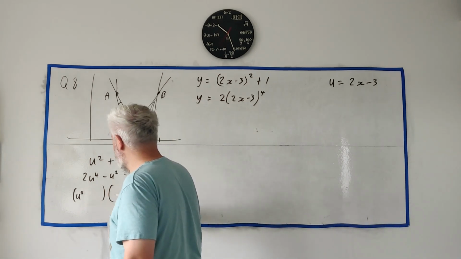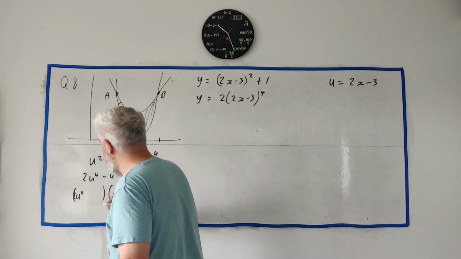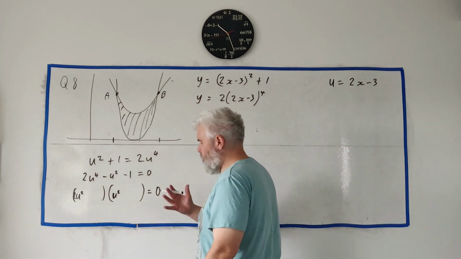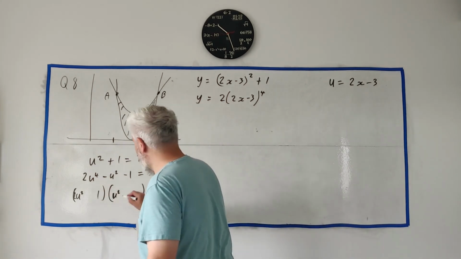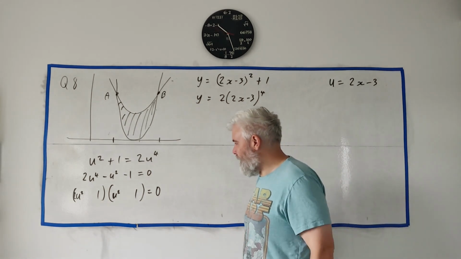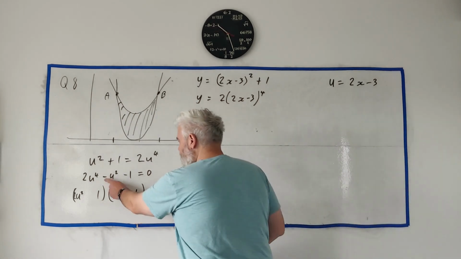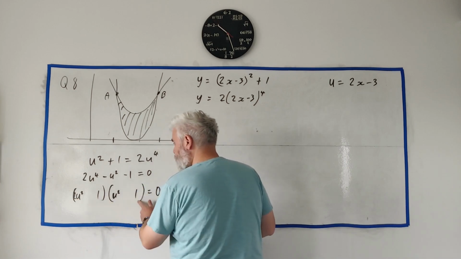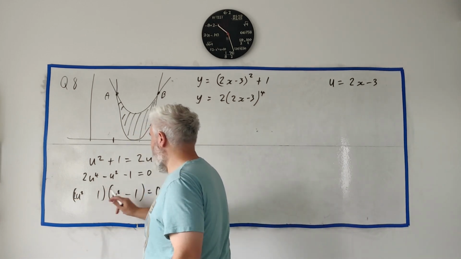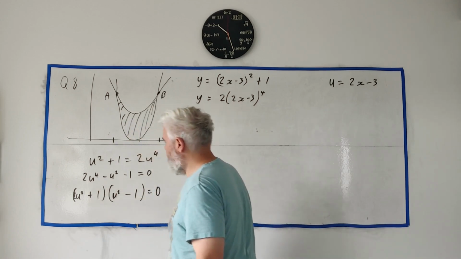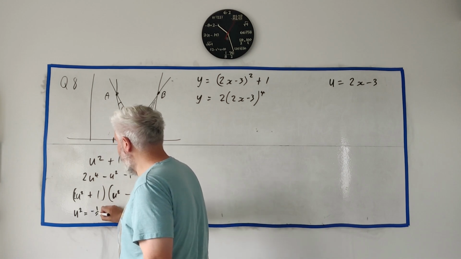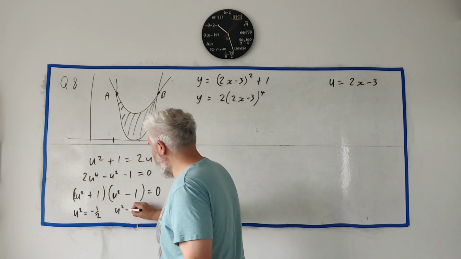So 2u squared times u squared, the only way to make 2u to the power 4. And then 1 times 1, the only way to make this, if it's a simple factorization. To make the minus here, we would need minus 2 plus 1. So minus 2 we'll get from here, and plus 1 will come from here. That solves it. We get u squared is equal to minus a half, and we get u squared is equal to 1.